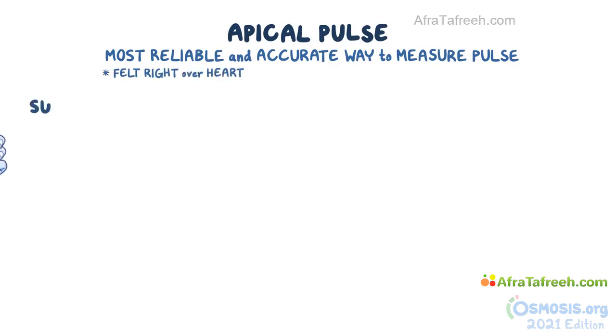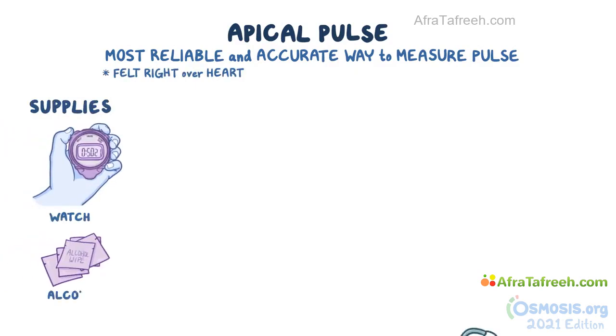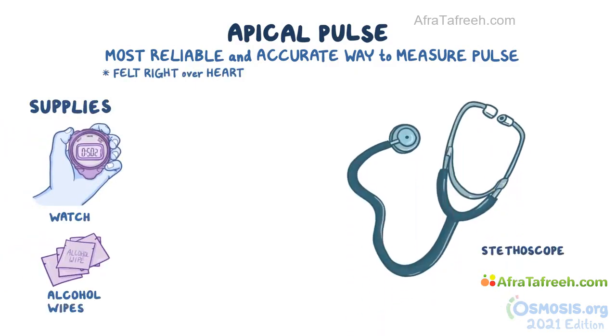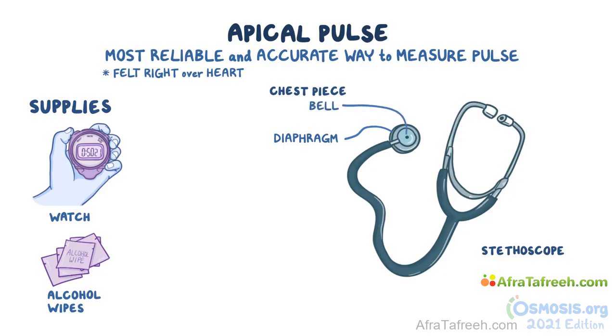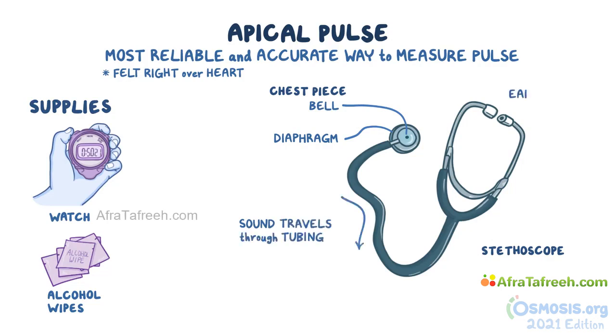So first gather the supplies you'll need, including a watch, alcohol wipes, and a stethoscope. This consists of a chest piece, which is the part that receives the sound and is placed against the client's skin. This typically includes a diaphragm, which is the large, flatter side, and a bell, which is smaller, concave, and has a hole in it. The sound then travels through the tubing, which is connected to the earpieces.